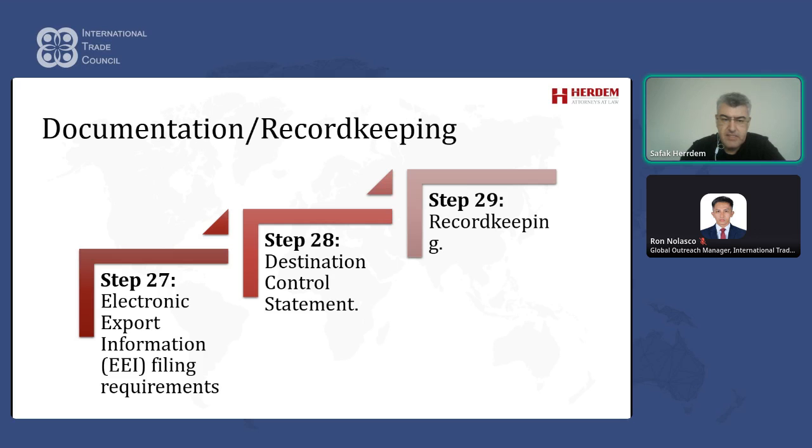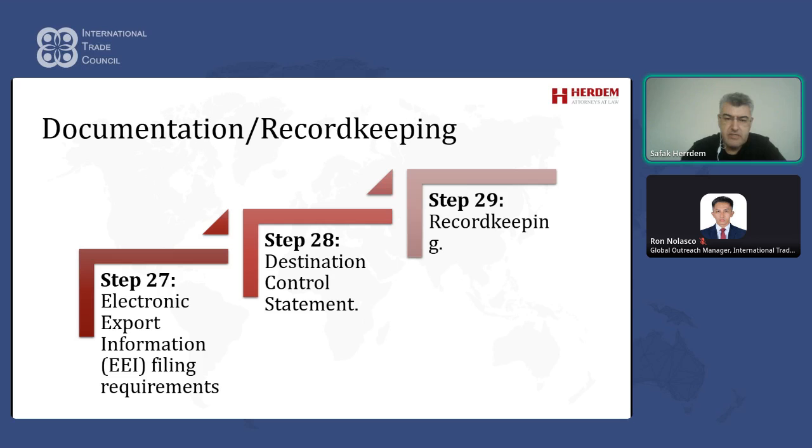In step 28, the destination control statement should be entered on the invoice and on the shipping documents for the shipment from the United States to the ultimate consignee or end user abroad. The person responsible for preparing these documents is responsible for entering the DCS.